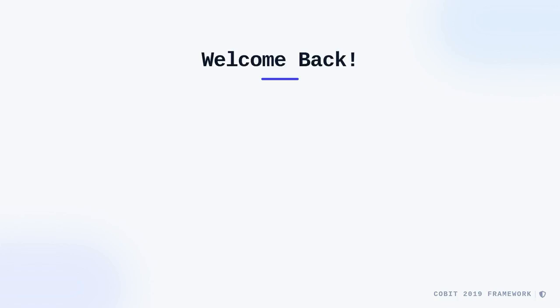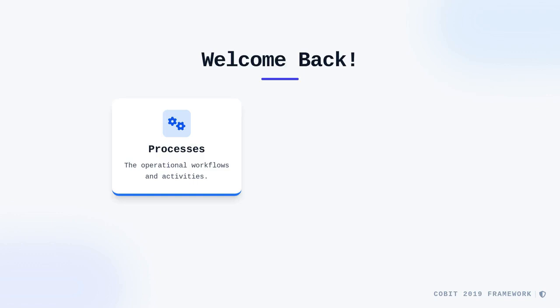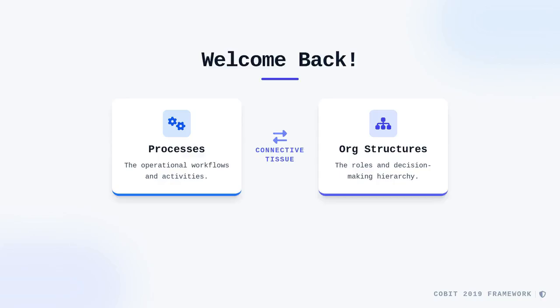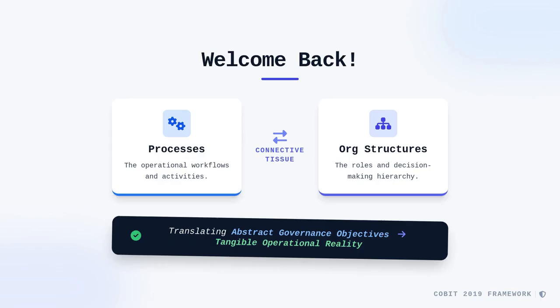Welcome back. Today we are delving into 2 fundamental components of the COBIT 2019 governance system: processes and organizational structures. These elements serve as the connective tissue that translates abstract governance objectives into tangible, operational reality within an enterprise.